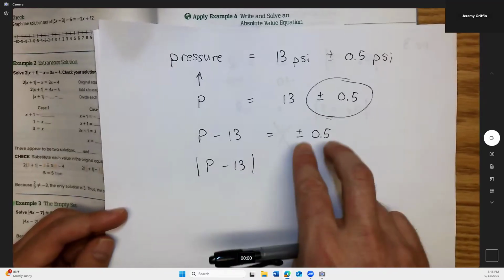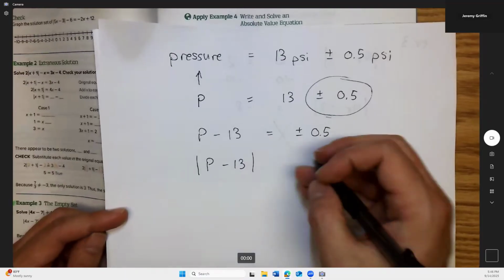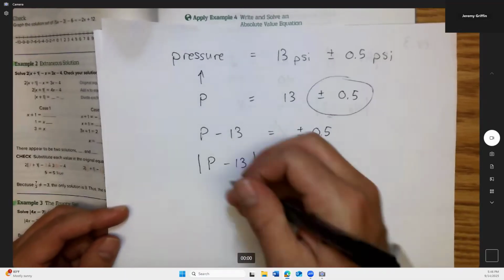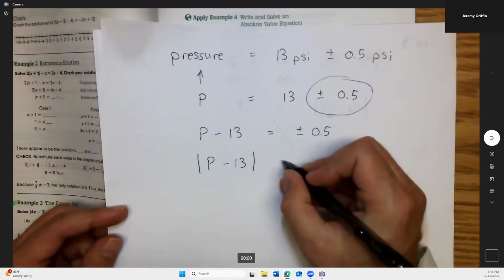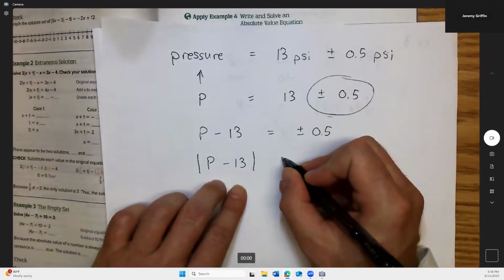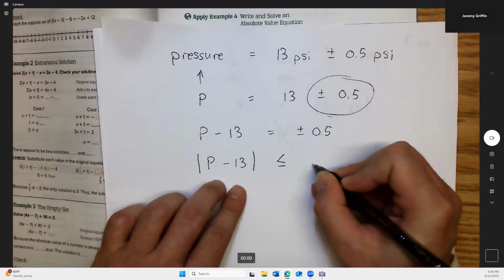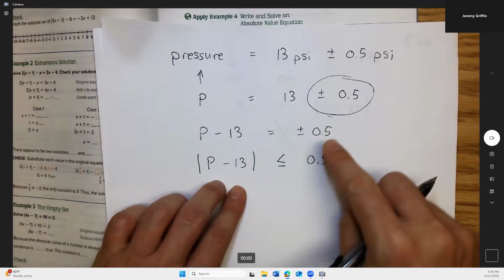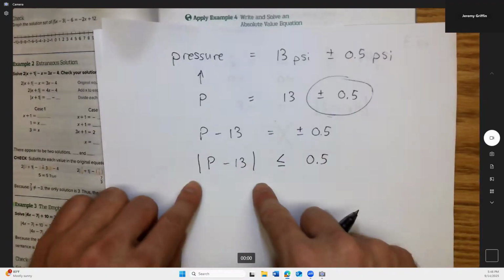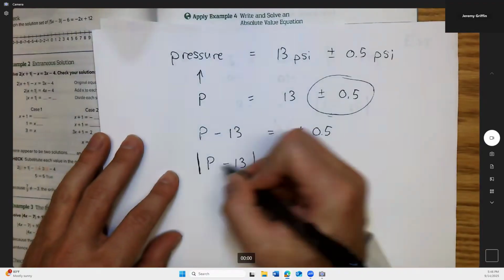Now, what do I do with the plus or minus? Here's where I make this transition from this line to this one. So I'm going to say this absolute value should be less than or equal to 0.5. Right, so I lost the plus or minus, but I'm sort of restating it as an absolute value.